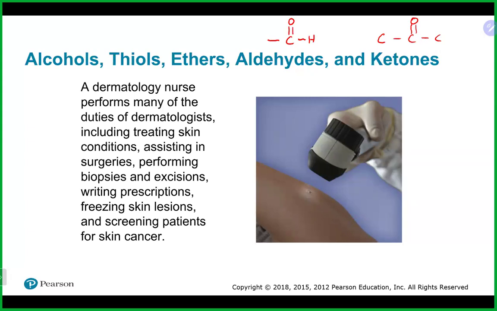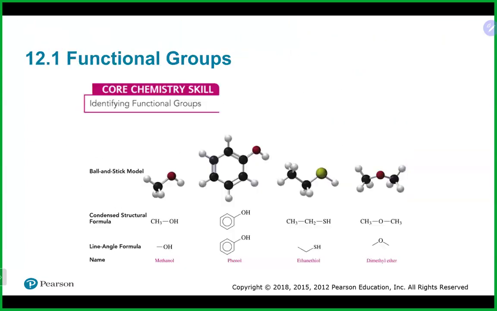In addition, as we'll be talking about throughout this chapter and others as well, pretty much everything happens at the functional group in these molecules. So when they do some type of reaction, it's all going to happen right there at the functional group. It's the important part of the molecule. All right.